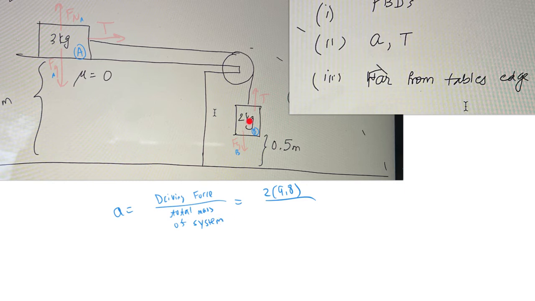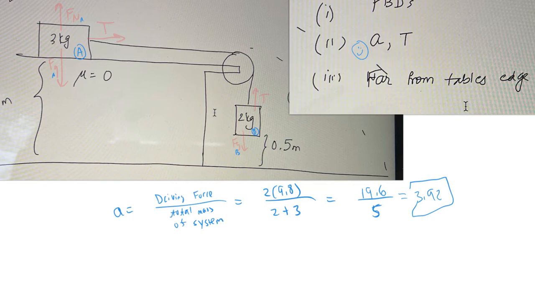The total mass of the system is just the mass of the two boxes. So we're looking at 2 plus 3. I'll just write that to demonstrate. Obviously, we're going to have 5 down here, and 2 times 9.8 is 19.6. And if we were to simplify that even further, it would be 3.92. Okay, so that's the acceleration, so we've satisfied that part.